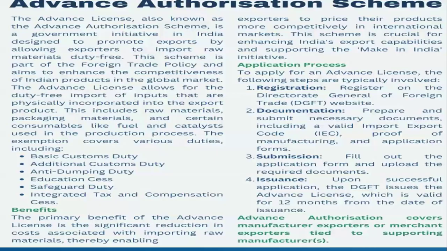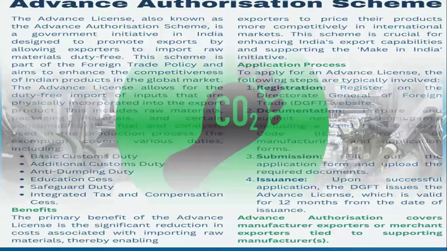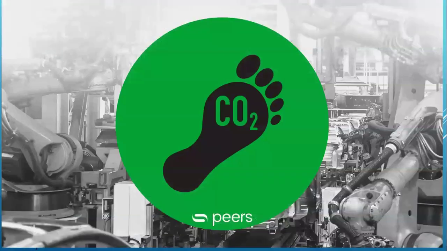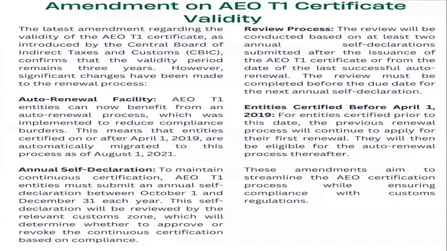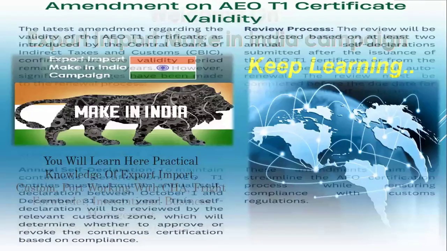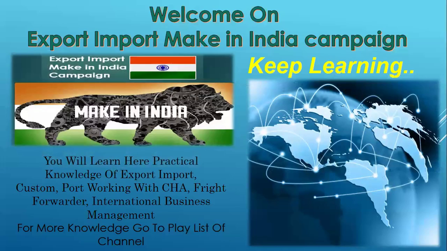So guys, in this session we have tried to understand what the advance license is and why the advance license is given by the government to the importer, and also how the Indian government is promoting exports by giving the advance license. I hope you understand whatever was explained in this session. So we are just going to end this session here.